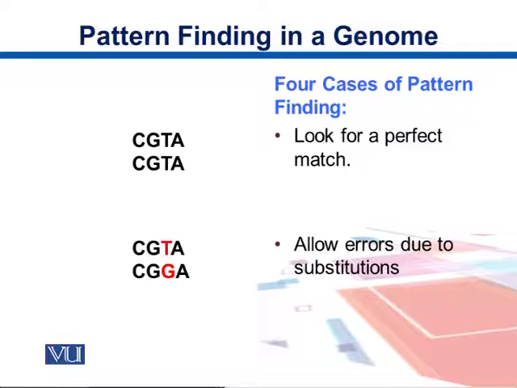We can allow errors due to substitutions. A substitution is where we have a mismatch, so in computational terms we call it a mismatch. If you look at this example, at position number 3 on the top part we have T, whereas in the bottom strand we have G. So it's a mismatch, and we call it a substitution. Maybe in nature a mutation takes place where a nucleotide has been substituted.